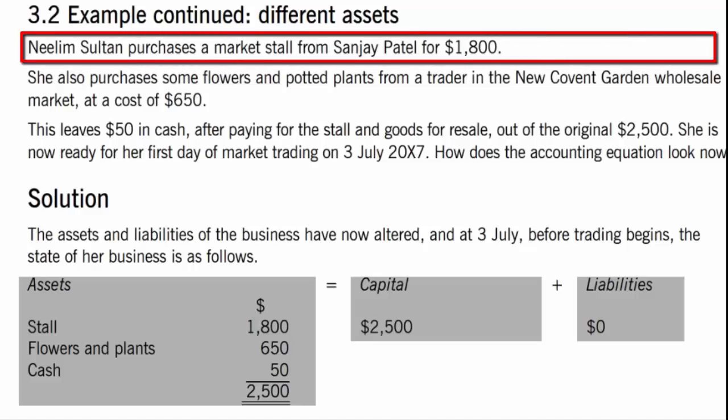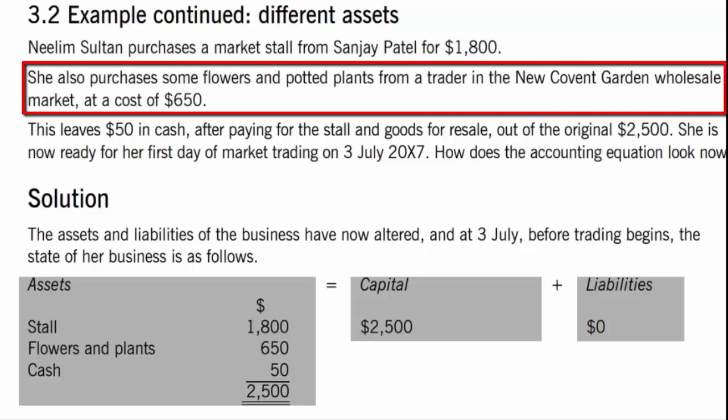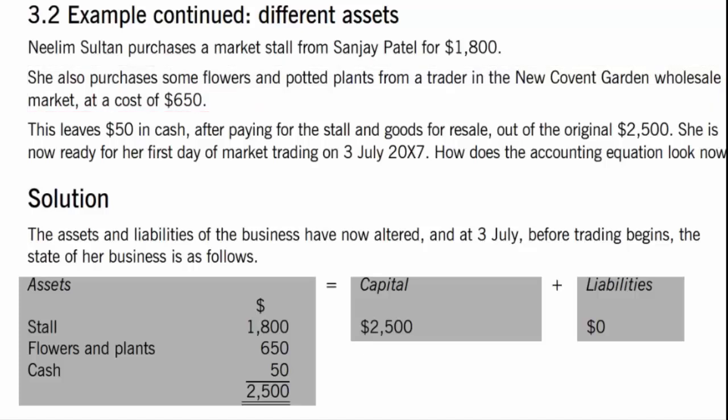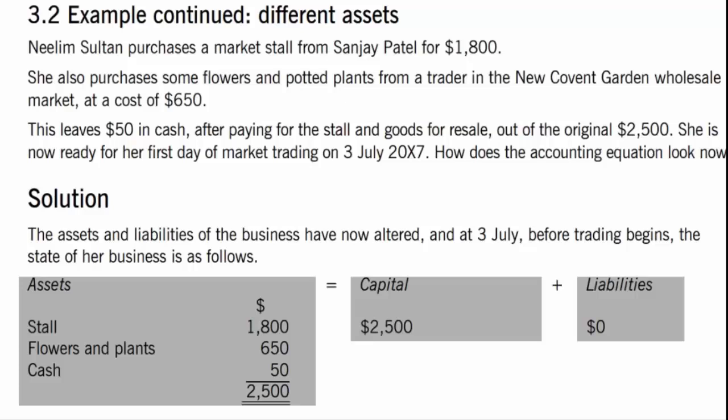Neelam buys a market stall from Sanjay Patel for $1,800. This stall is now an asset because it's something the business owns and will use for trading. 2. Buying flowers and plants. She also buys flowers and potted plants from a supplier for $650. These are also assets because they are inventory that the business will sell to customers. 3. Remaining cash. After these purchases, Neelam has only $50 left in cash. This cash is part of her business's assets, though it's now a much smaller amount.